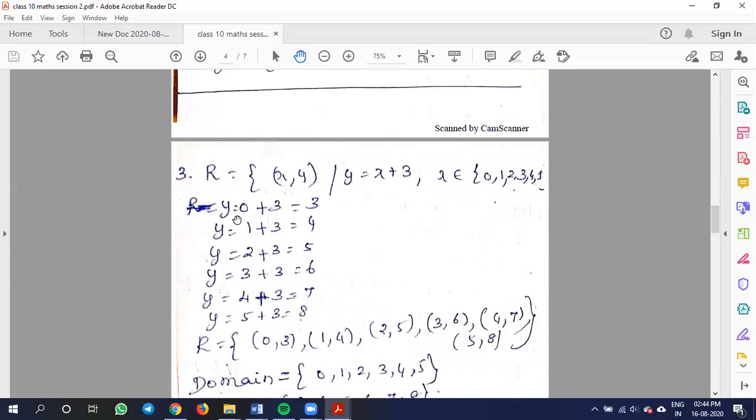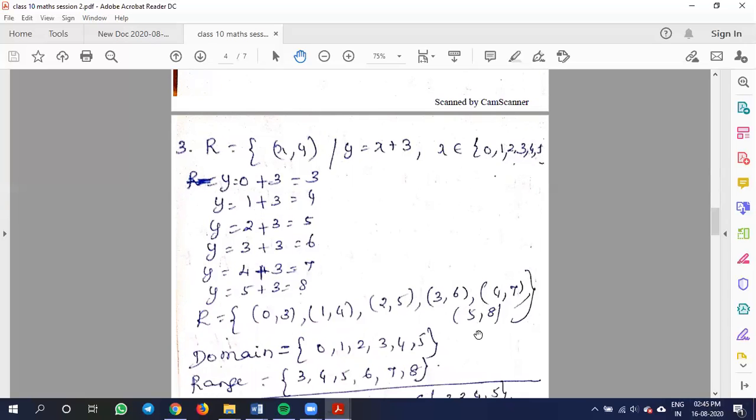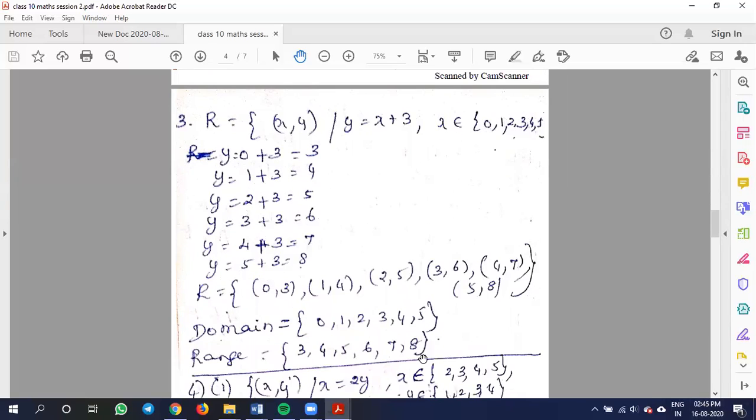Okay. So what is it? When x is 0, what is y? 3. (0, 3). When x is 1, what is the value of y? 4. (1, 4). When x is 2, what is the value? 5. (2, 5). When x is 3, what is the value of y? (3, 6). When x is 4, what is the value of y? (4, 7). When x is 5, what is the value of y? 8. (5, 8). So this is the relation and we found the relation.